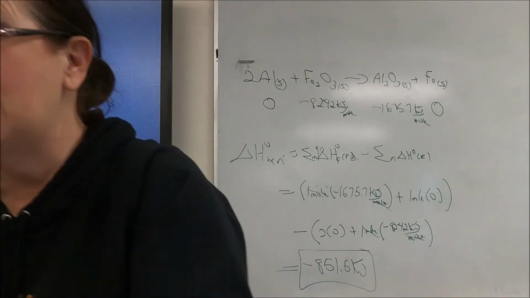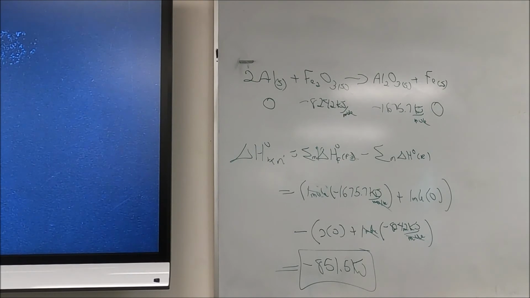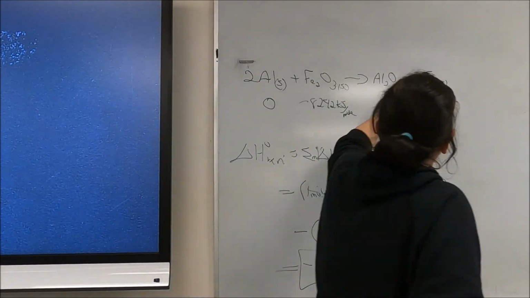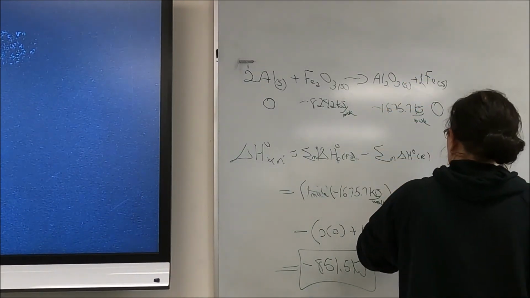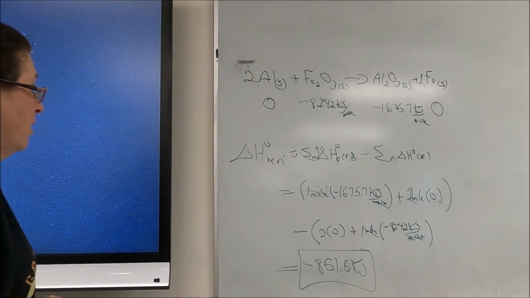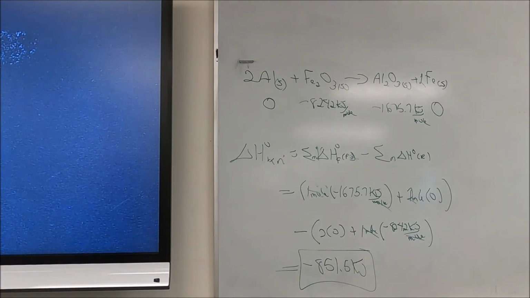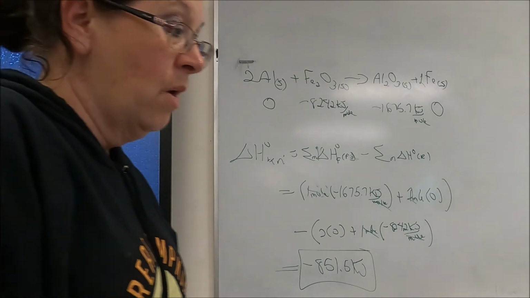Okay, so this reaction, 2 moles of aluminum plus 1 mole of iron 3 oxide going to 1 mole of aluminum oxide and 2 moles of iron has a delta H of minus 851.5 kilojoules. It's an exothermic process. It is a very exothermic process. Okay, guys.